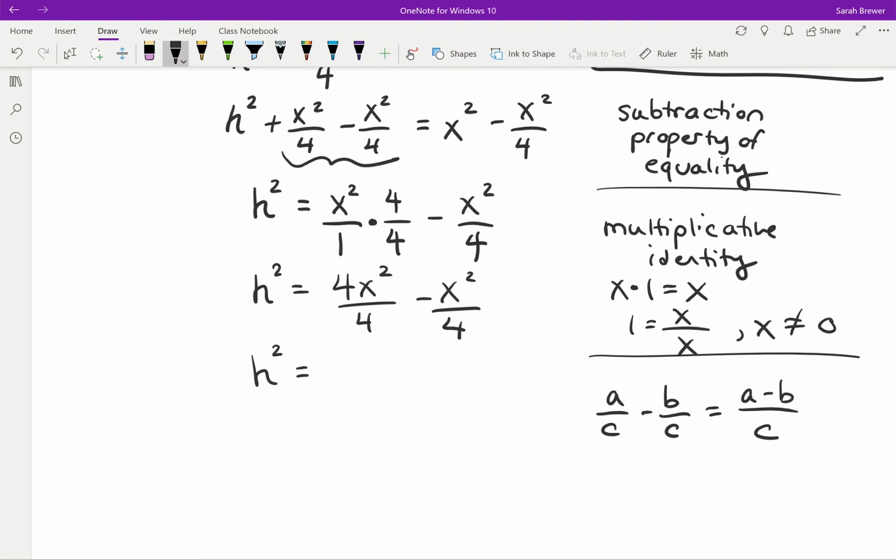And so I have 4x squared minus 1x squared. That gives me 3x squared over 4. All right, so then our last step is to get rid of that square. Well, generally speaking, to undo a function, we want to apply the inverse of that function.